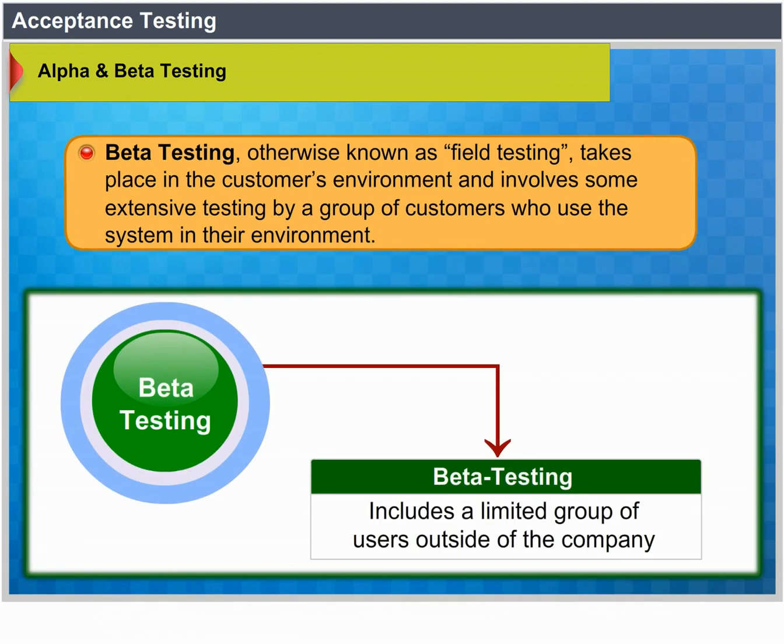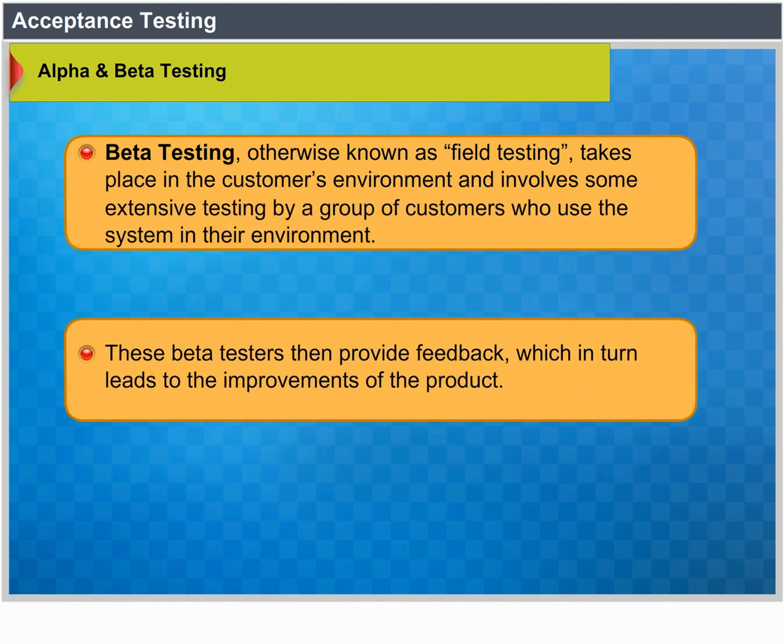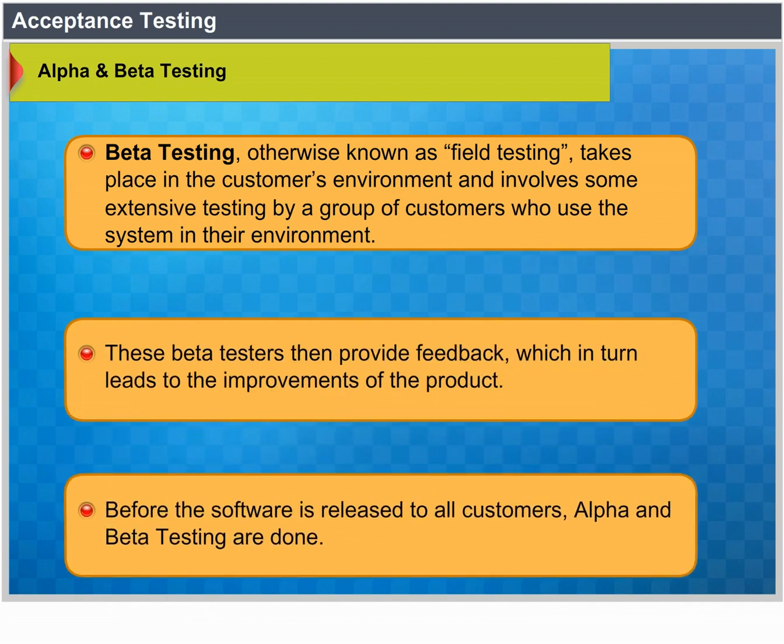Beta testing, also known as field testing, takes place in the customer's environment and involves some extensive testing by a group of customers who use the system in their environment. These beta testers then provide feedback, which in turn leads to improvements of the product. Alpha and beta testing are done before the software is released to all customers.